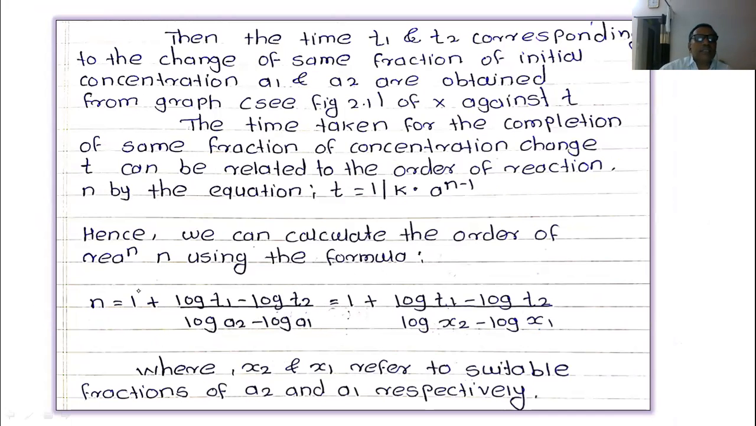Now you can see the equation belonging to the fractional change method. It is given here. The order of the reaction can be determined according to this: n equals 1 plus log T1 minus log T2, divided by log A2 minus log A1. So using this equation we can determine the order of the reaction, with the values T1, T2, A1, A2. Or we can use another equation: 1 plus log T1 minus log T2, divided by log x2 minus log x1, where x1 and x2 are the amounts of the reactant reacted. So x1 and x2 can be determined from the graph.